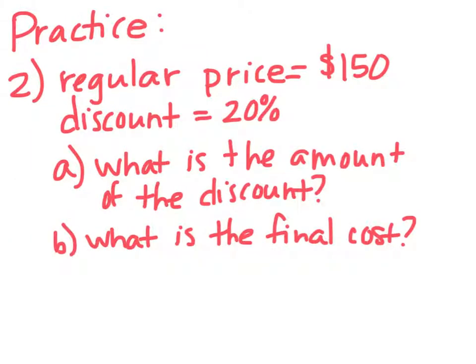And here's a practice problem for you. The regular price of a pair of inline skates is $150. Joanne bought the pair of skates at a discount of 20%. So first, please figure out what was the amount of the discount. And second, please calculate what Joanne paid for the skates, or the final cost of the skates. Press pause while you work, and we're going to learn how to use interest next.